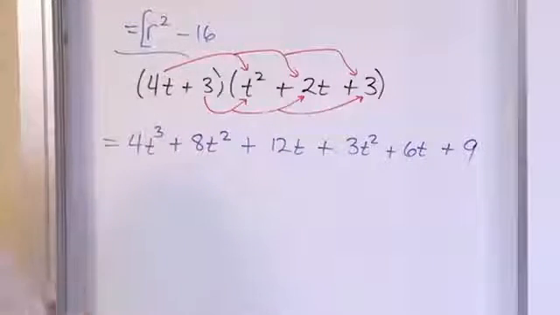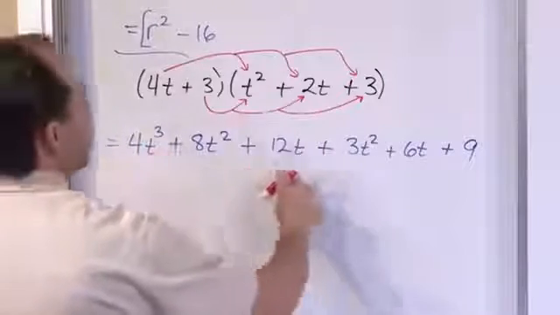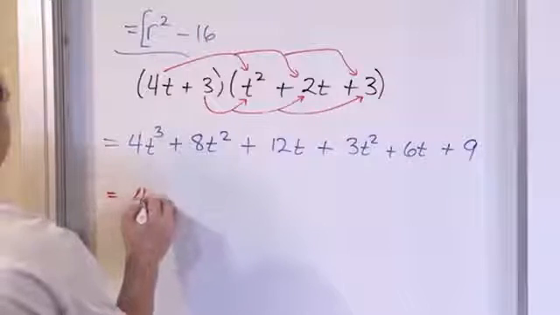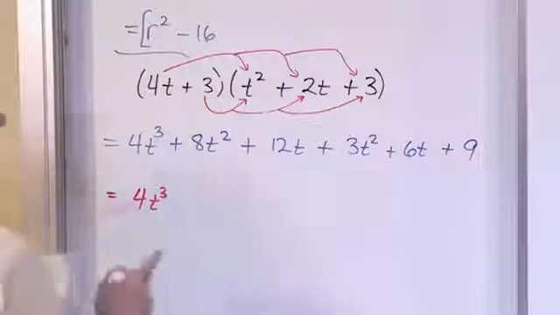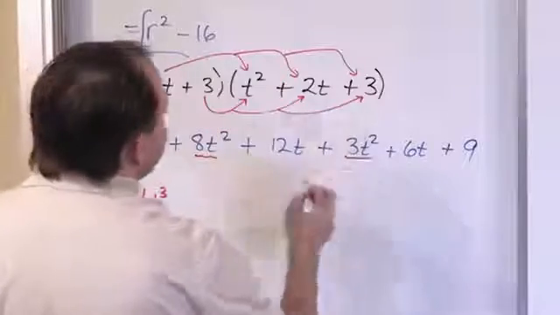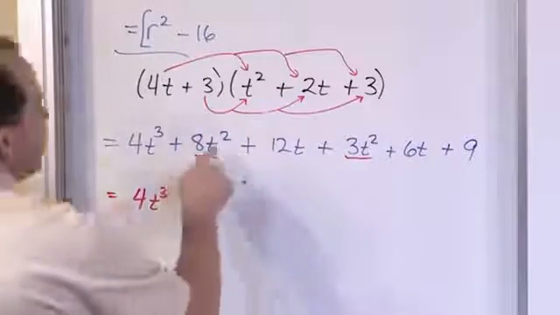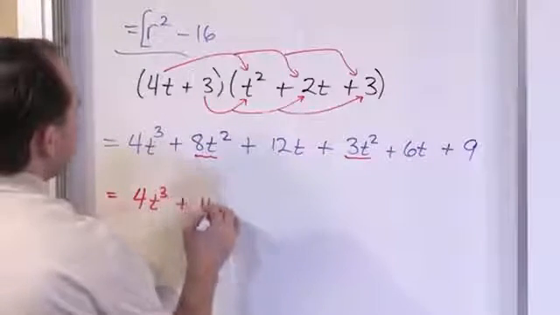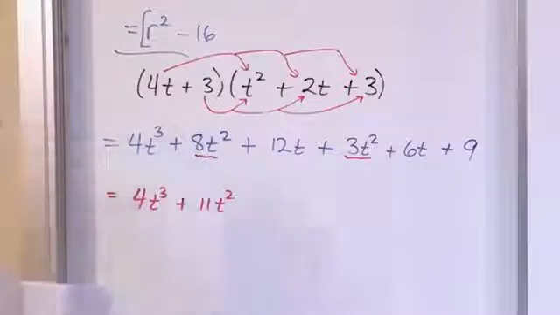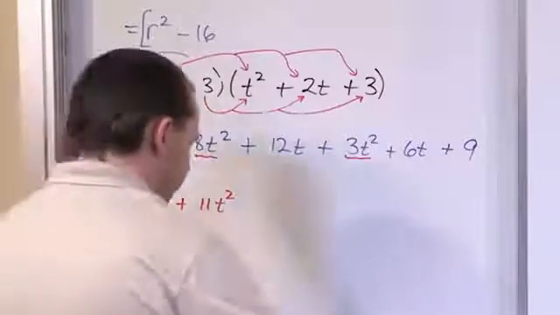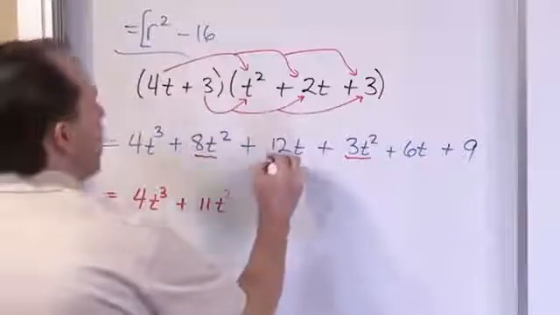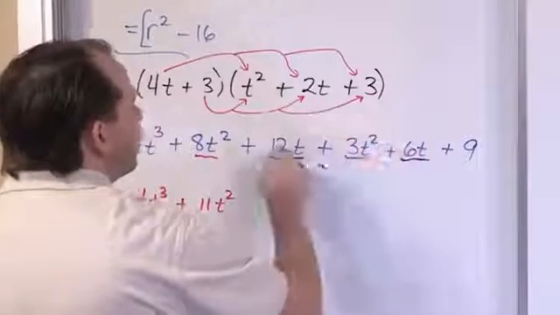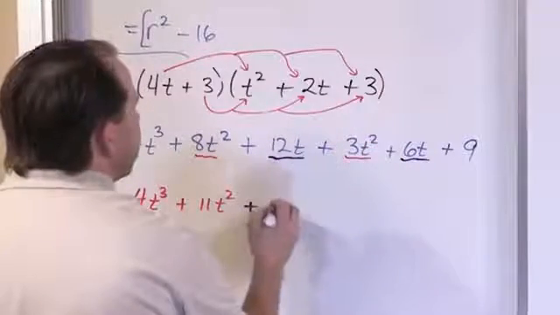So now I look for like terms. Well, I don't have any other t cubes anywhere here, so it's going to be 4t cubed. That just stays along for the ride. But I have a t squared here and a t squared here, right? So these match. These are like terms. So 8 plus 3 is 11. 11 what? 11t squared. All right? And then I look for any other like terms. I have a 12t here and I have a 6t here, right? So these are like terms, t and t. So 12 plus 6 is 18t.